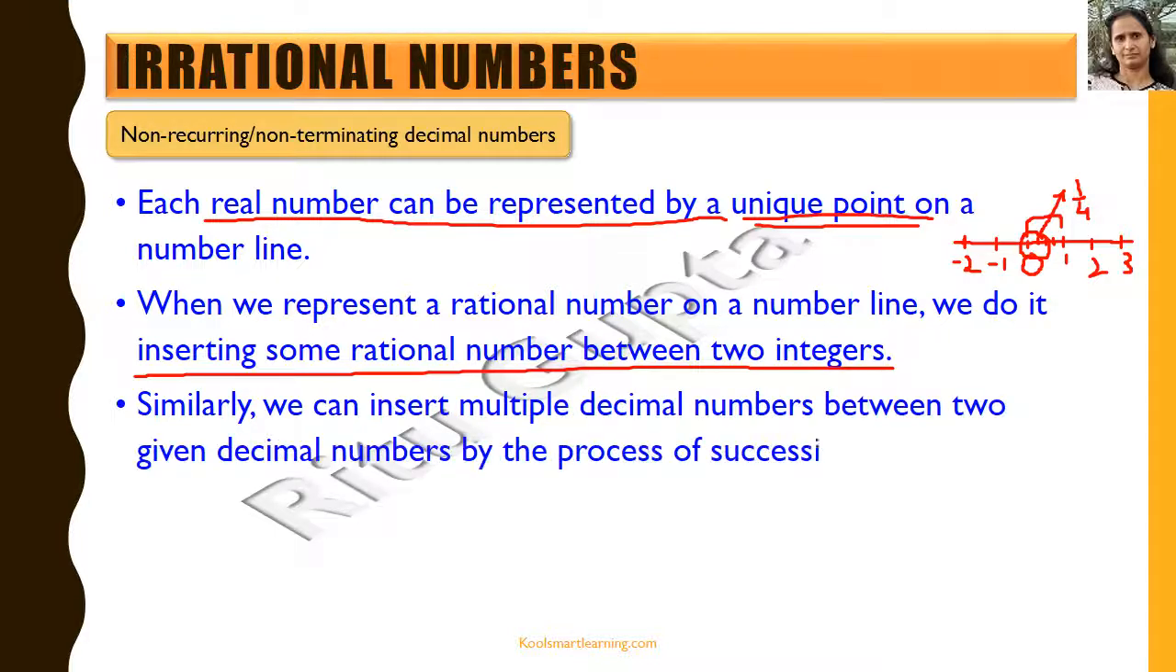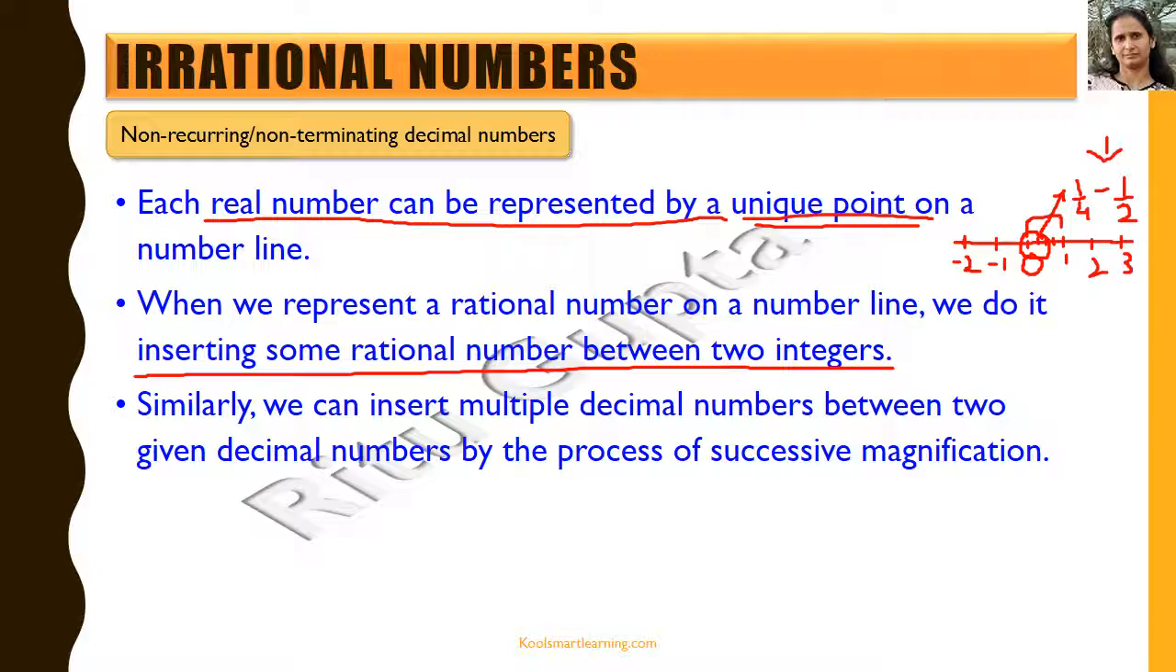As we said, we can insert multiple decimal numbers between two given decimal numbers. So if between 1 by 4 and 1 by 2 we need to insert 5 different rational numbers, we can again magnify that part of the number line and then we can make as many divisions as we want in that section of the number line.